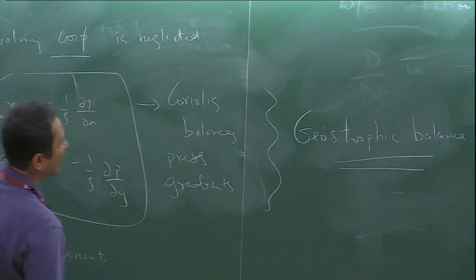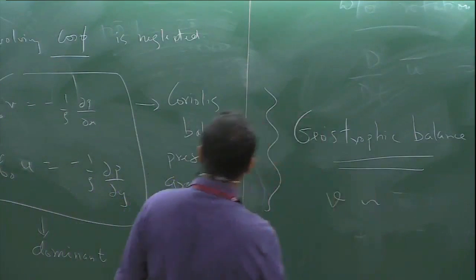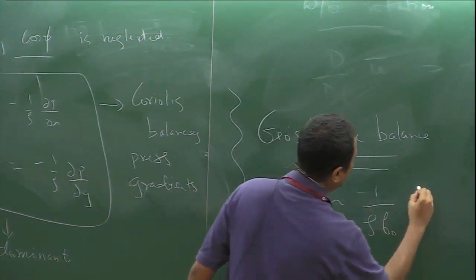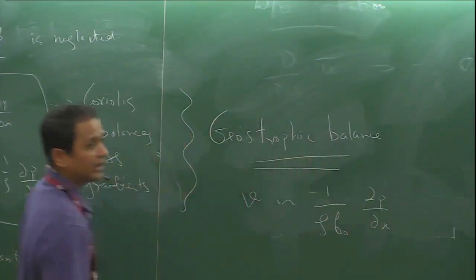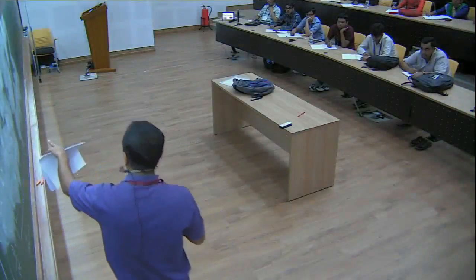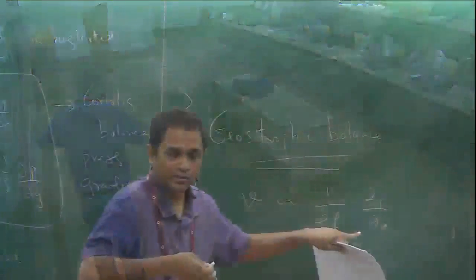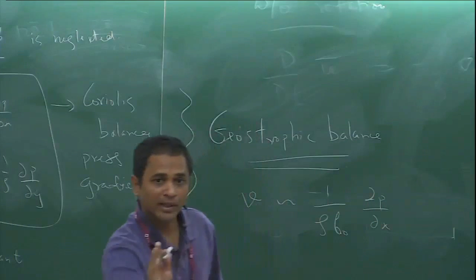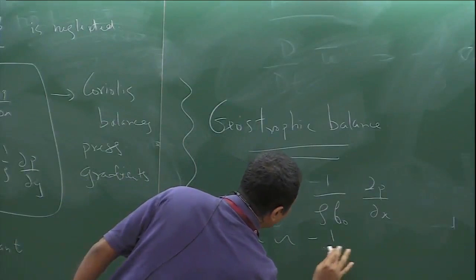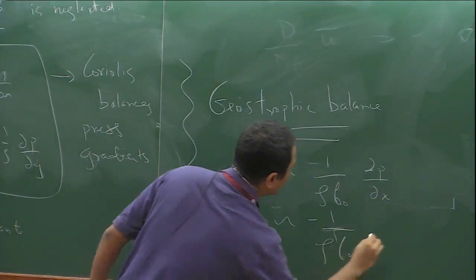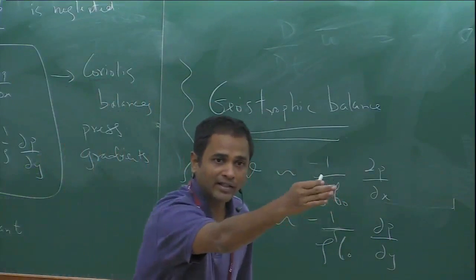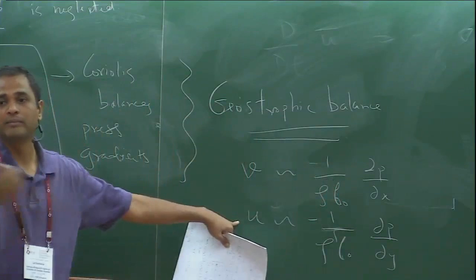So what does this imply? That V is going to be 1 by rho times F0 partial P partial x. It's saying that the meridional or the northward velocity is going to be given by the gradient of P in the x direction. So note, the velocity in this direction is being given by the gradient in this direction. In the same way, U is going to be minus 1 by rho F0 partial P partial y. So the same thing, once again, the gradient in the y direction is actually telling you the strength of the flow in the x direction, right?